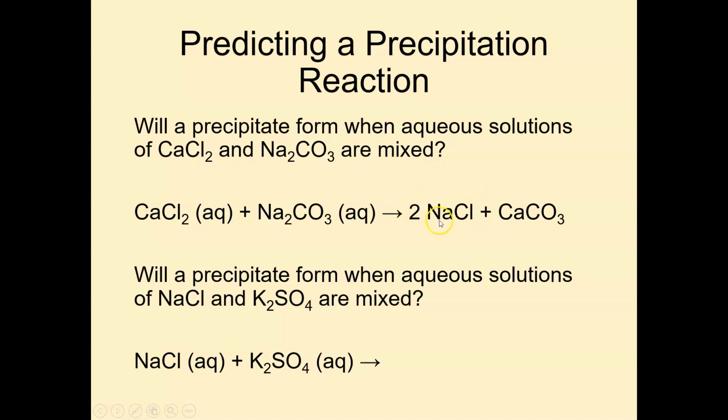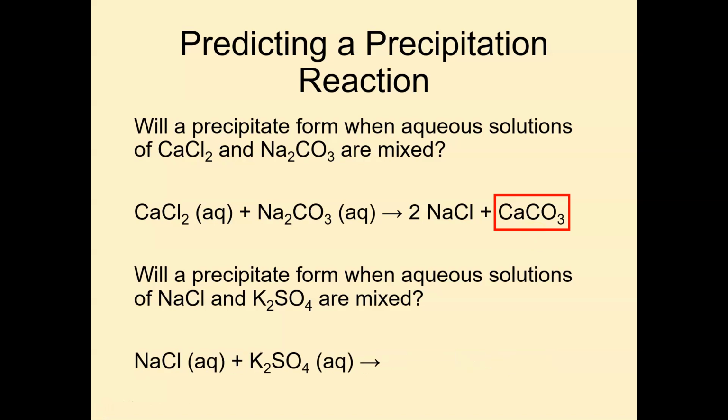We know that sodium chloride is water soluble because of rule number 1. It's got a sodium cation in it. Calcium carbonate is insoluble because carbonates are insoluble unless the cation is an alkali metal or ammonium. That is not the case with calcium. Therefore, calcium carbonate is insoluble, and this would be a precipitation reaction.